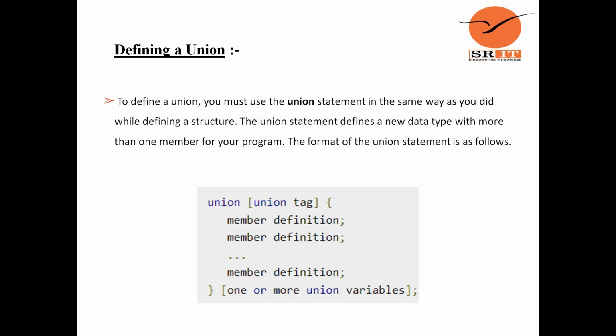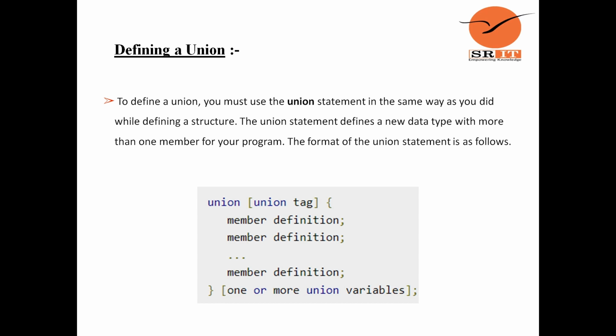Defining a union. To define a union, you must use the union statement in the same way as you did while defining a structure. We know how we define a structure, so we use the union statement to define a union. The union statement defines a new data type with more than one member for your program. The format of the union statement is as follows.